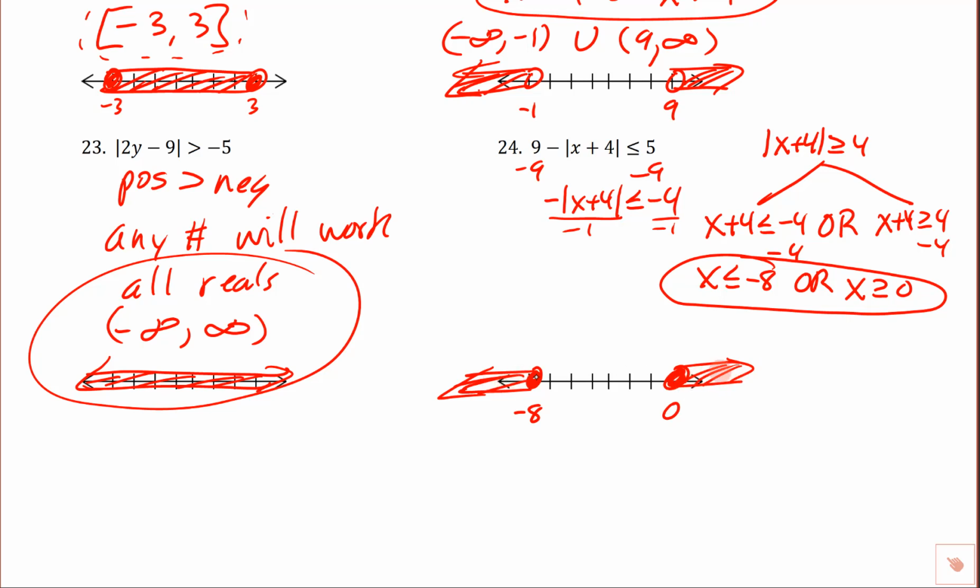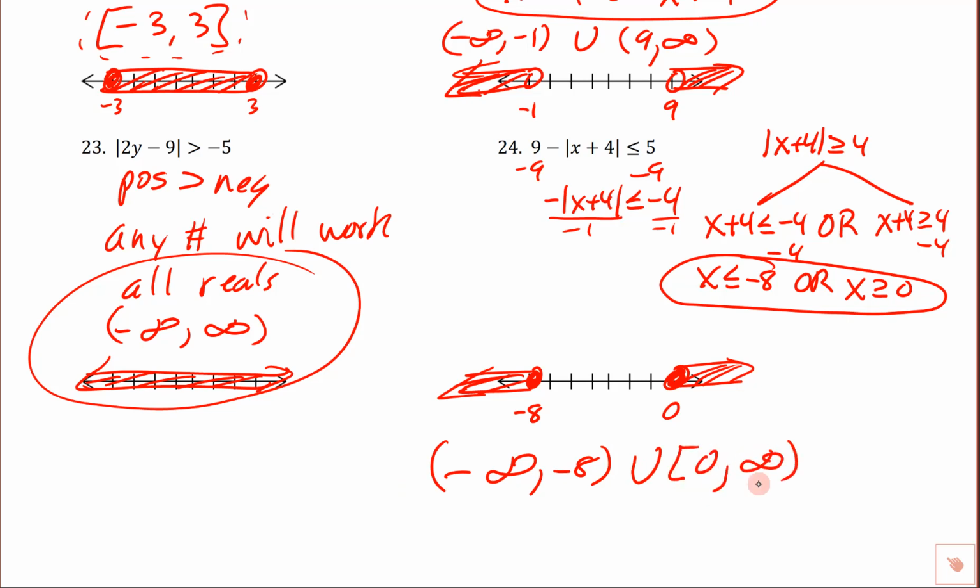Now, you'll notice that I went ahead and filled it in because remember, when it's an or, any type of shading is okay. With an and, you've got to be a little bit careful to make sure that you only shade the overlap in the final answer. This is the final answer, but again, I'm going to write it in interval notation just to make sure we're clear here. Negative infinity all the way to -8. And then union again, starting at 0, going all the way to infinity.